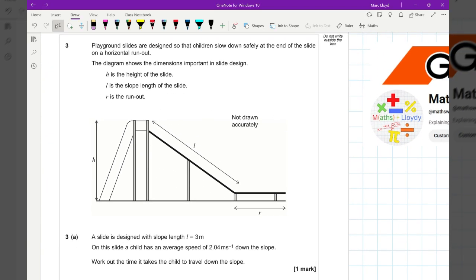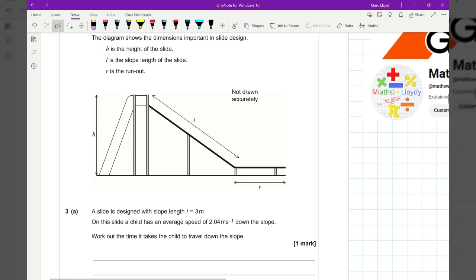Playground slides are designed so that children slow down safely at the end of the slide on a horizontal run out. The diagram shows the dimensions important in the slide design. H is the height of the slide, L is the slope length of the slide, R is the run out. A slide is designed with slope length L equals 3 meters. On this slide, a child has an average speed of 2.04 meters per second down the slope. Work out the time it takes the child to travel down the slope.